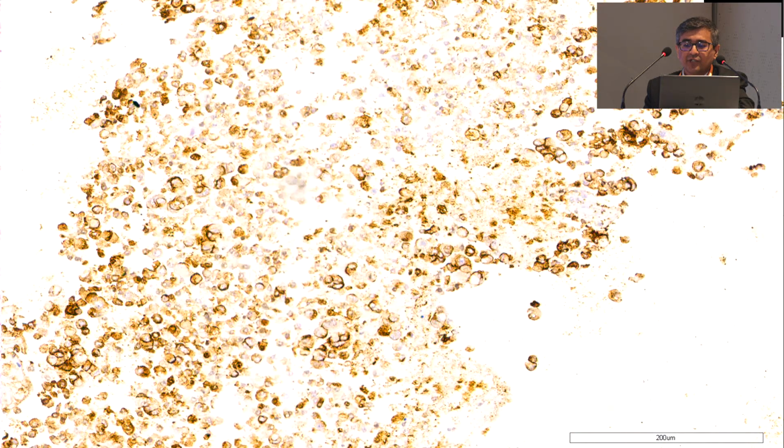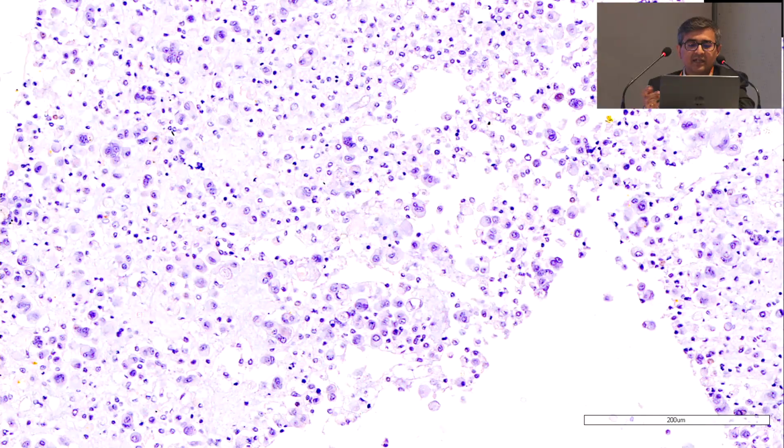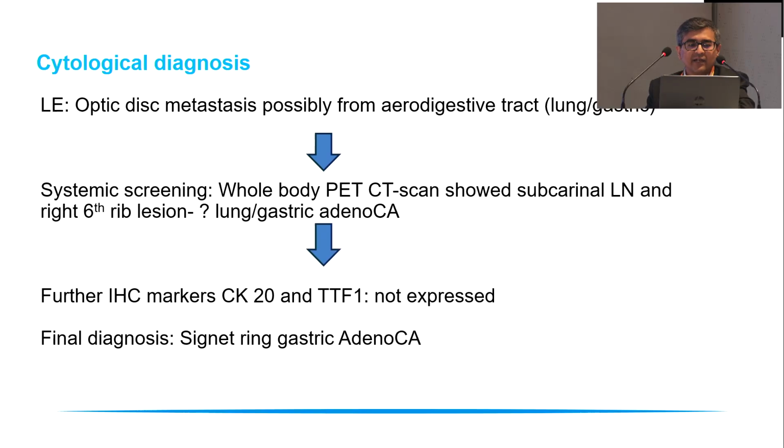Pan-cytokeratin again was positive, showing diffuse and strong expression in the cytoplasm as well as in the lesional cells. Just as Dr. Singh told about melanoma, HMB also we regularly do to rule out melanoma, and that was negative, thereby ruling out any melanocytic origin of the tumor. So cytological diagnosis gave us a provisional diagnosis of optic disc metastasis, possibly from the aerodigestive tract because of the mucin, either from the lung or from a gastric adenocarcinoma.